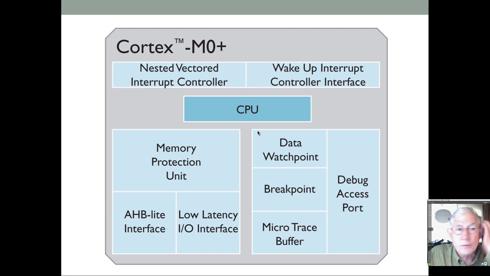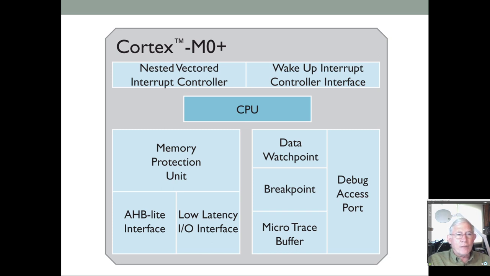So first off, just a quick review. We've been over this before, so I'm not going to spend much time. Here are the main features of our core. It has a nested vectored interrupt controller. Now, by nested, we mean that you have different layers of priority, and that high priority interrupts can interrupt lower priority interrupts. So you can nest your interrupts.